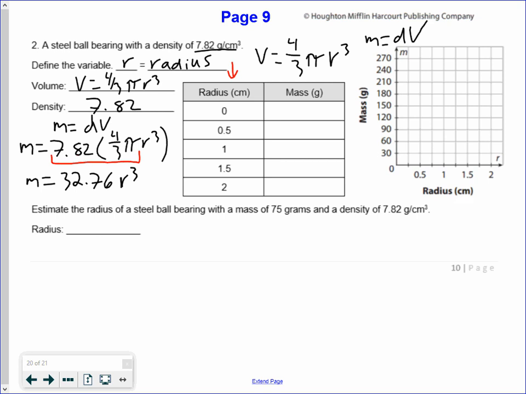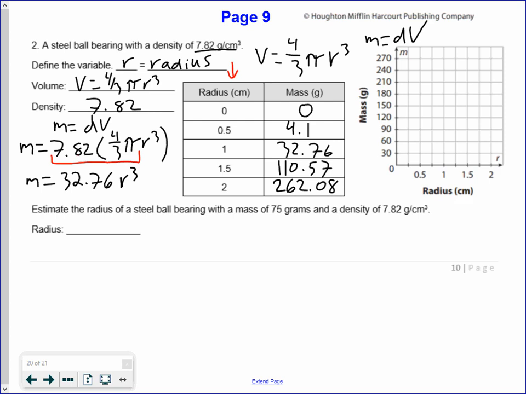So again, if you want to try this out yourself, I encourage you to do it just to get used to plugging into cubic functions. You can pause the video, plug these in yourself, and compare with what I got. If not, I'm going to put what we should get. When our radius is 0, we should get 0. When it's 1/2, we should get 4.1. When it's 1, it's about 32.76. When it's 1.5, it should be 110.57. And when it's 2, it should be 262.08. So those are the masses compared to my radius.